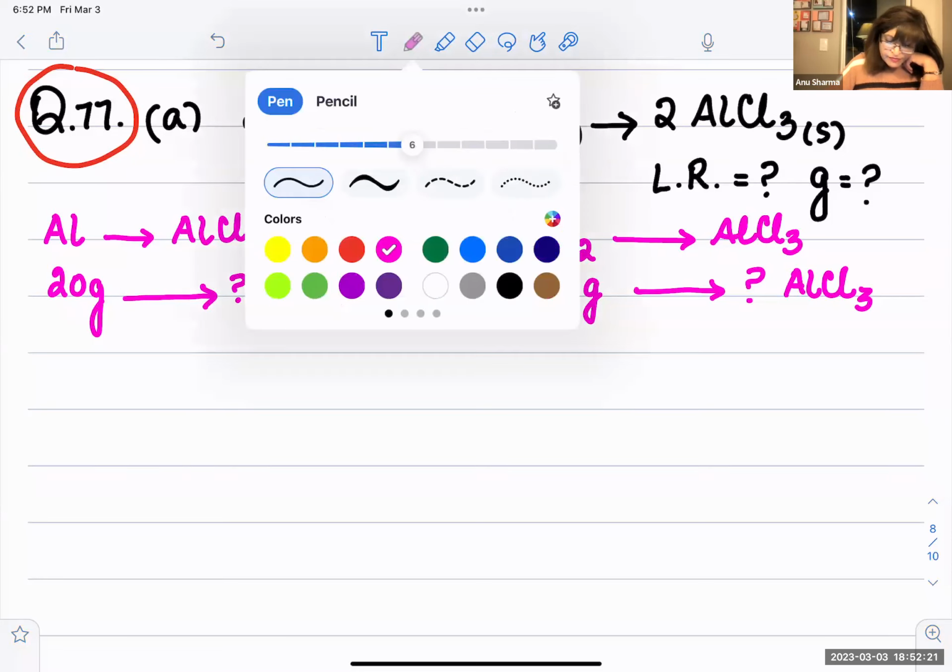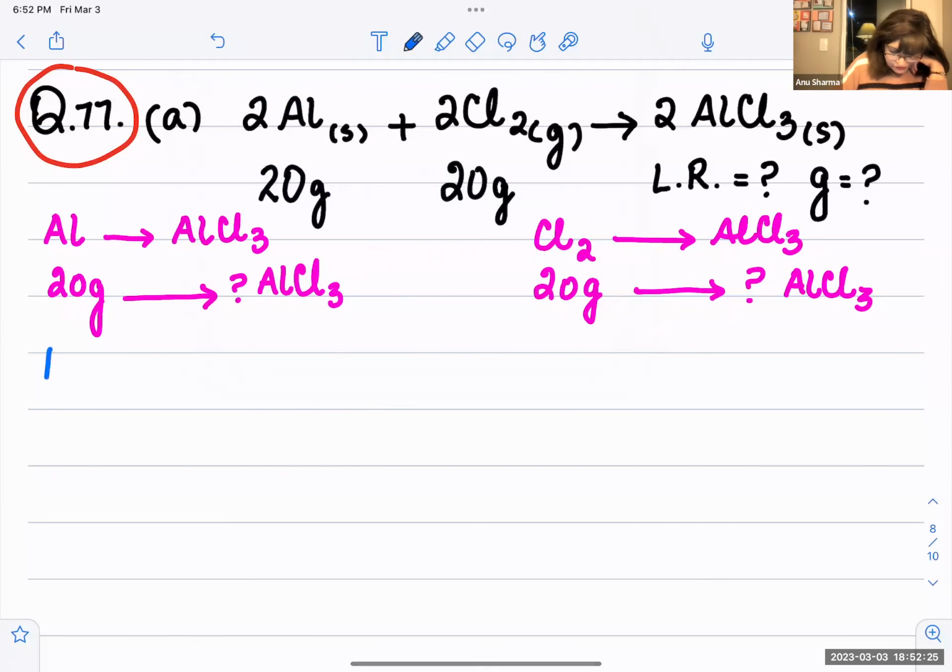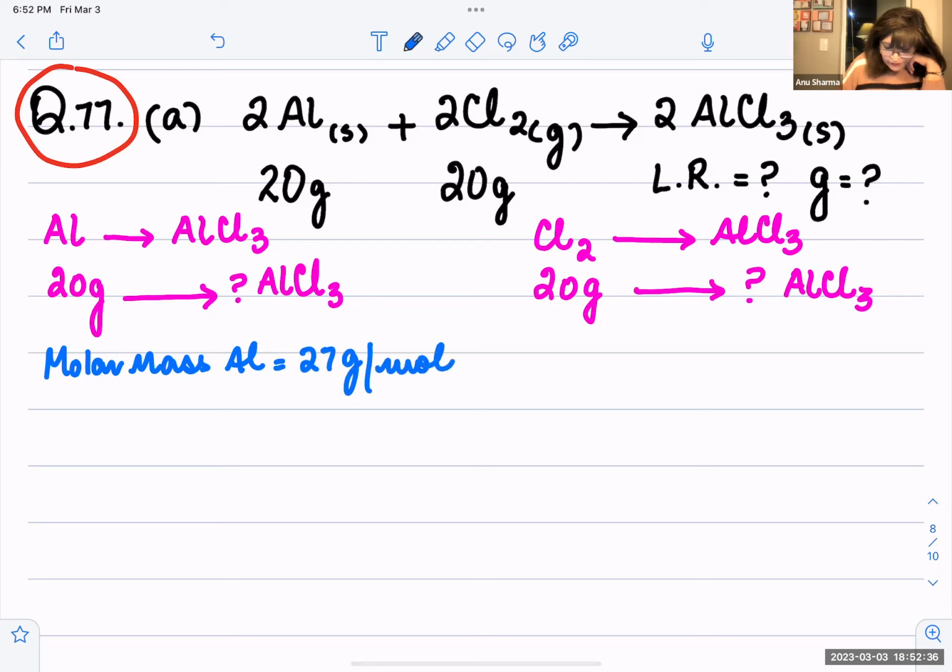Okay, now because it's a grams question, we will need to find the molar mass. Let's do this. Molar mass of aluminum is equal to 27 grams per mole. This information I get from the periodic table. Molar mass of Cl2 is equal to 2 Cl times 35, again from the periodic table, and that is 70 grams per mole.